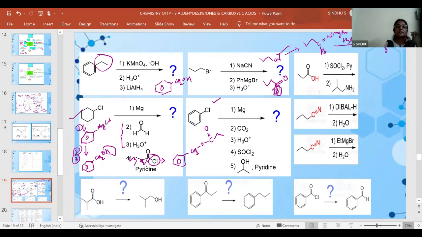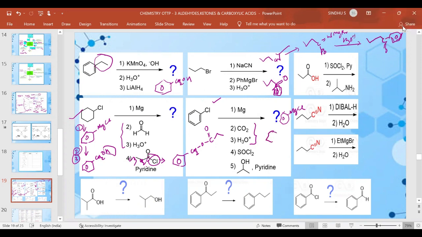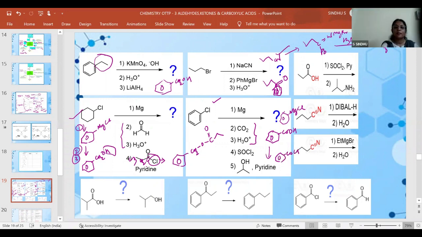The next one here is similar. We get RMgX, a Grignard reagent, and with carbon dioxide this converts to benzoic acid. Benzoic acid with thionyl chloride gives benzoyl chloride. And then with pyridine and this alcohol, we get an ester, with HCl eliminated.